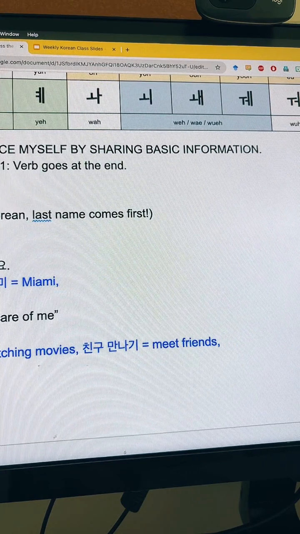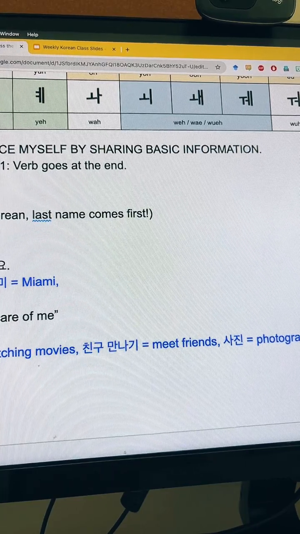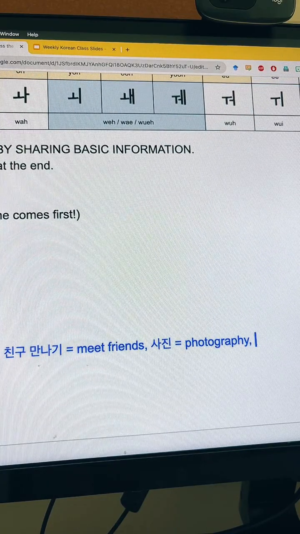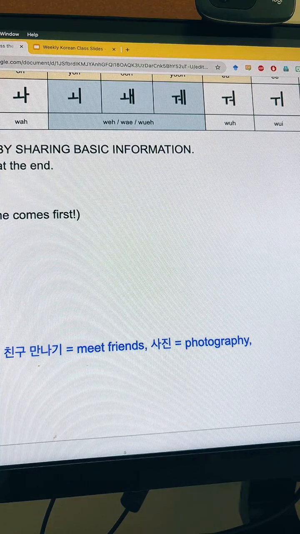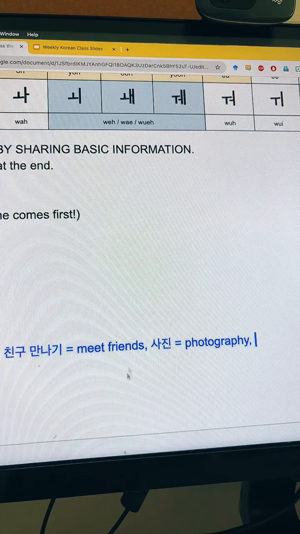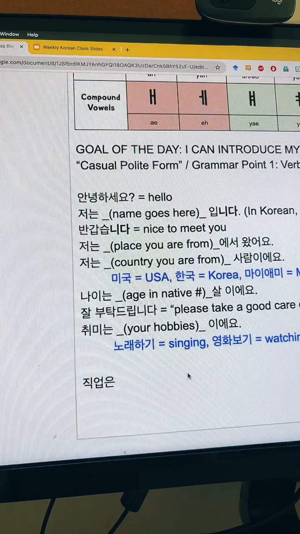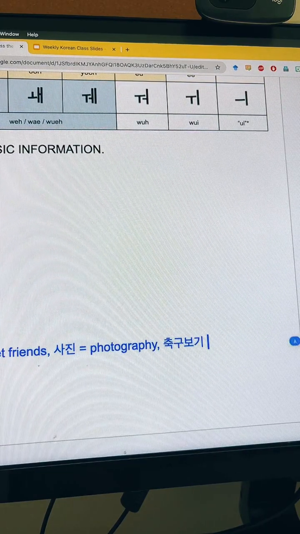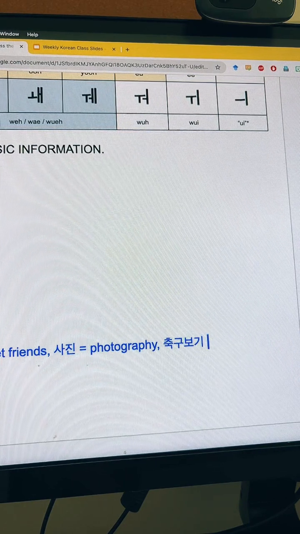사진. Photography. And Marilena 씨, I had you in mind to do the live today, but sorry, I couldn't make 9 p.m. Eastern time. It's a little early for me. So I started it at 10 p.m. Eastern, but good to see you. 사진. Oh, watching soccer. 축구. 축구 보기. 축구 means soccer, so to watch. 축구 보기.